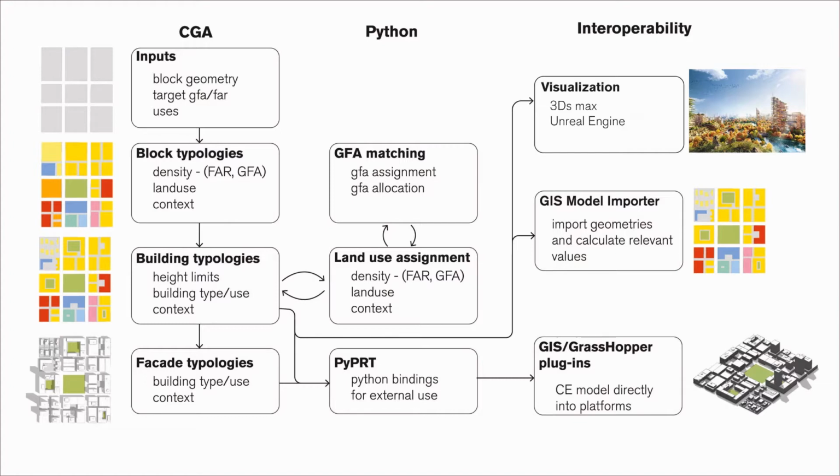With this information, the CGA first subdivides these blocks into smaller blocks if necessary by creating pedestrian streets or just regular streets, and then subdivides this further into individual lots. And with these individual lots, we call different building typologies that have additional information on height limits that are based on the type of land use, context, and density.